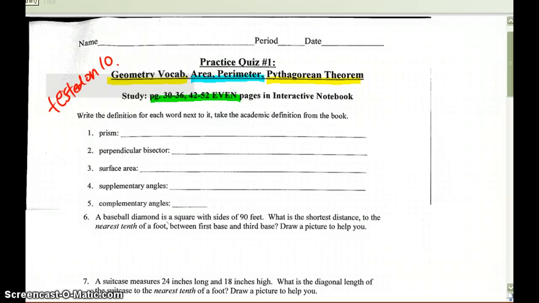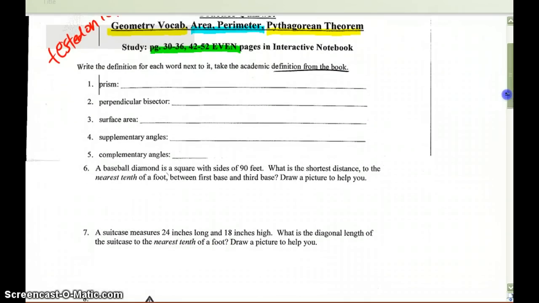The first 5 questions, you're really just looking for the vocab. Find the definition in the book. Starting with number 6, here we have, the question is asking us about a baseball diamond.